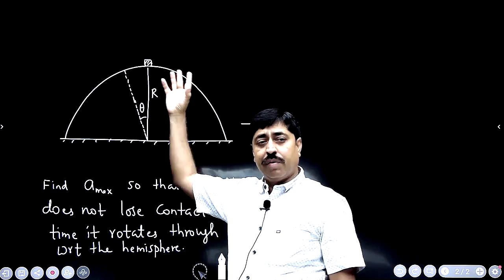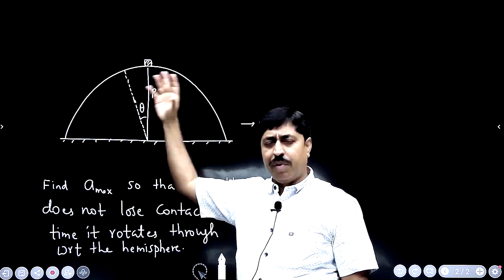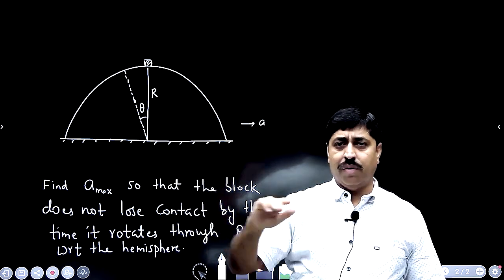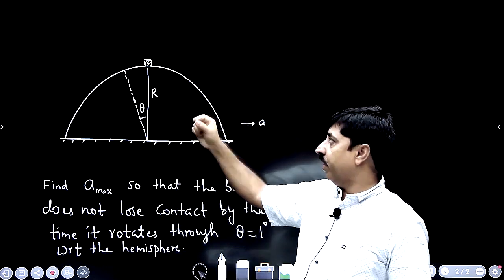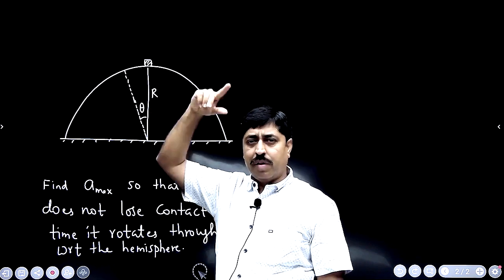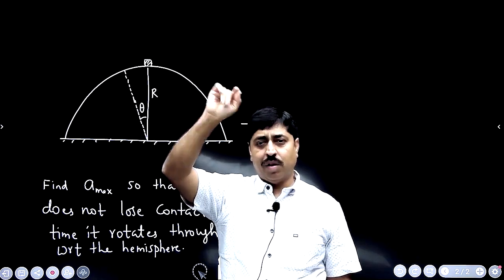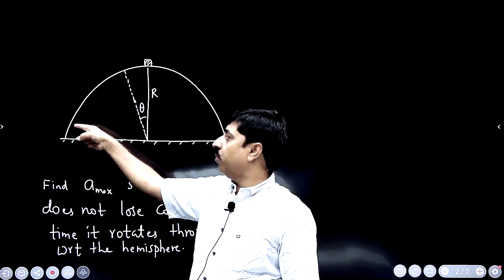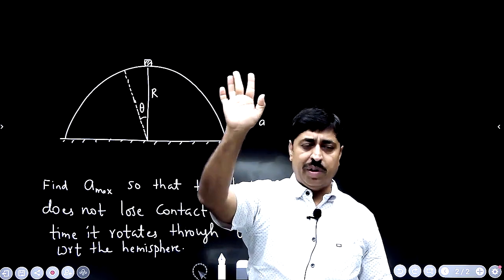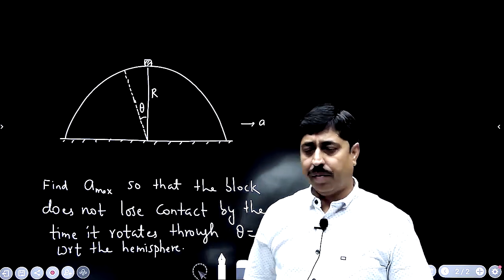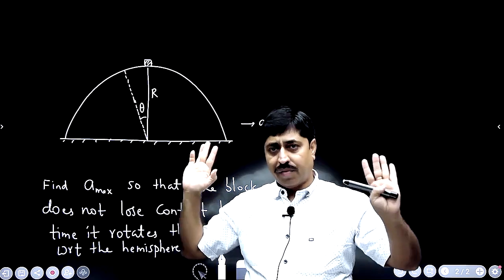This is a hemispherical bowl. There is a hemisphere placed on a horizontal surface. There is a block on the top of the hemisphere. A small block having some mass m has been placed on the top of the hemisphere. There is no friction between the hemisphere and the block, right? Initially the system is at rest.